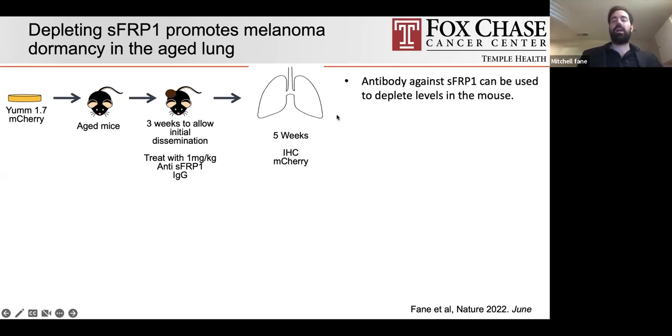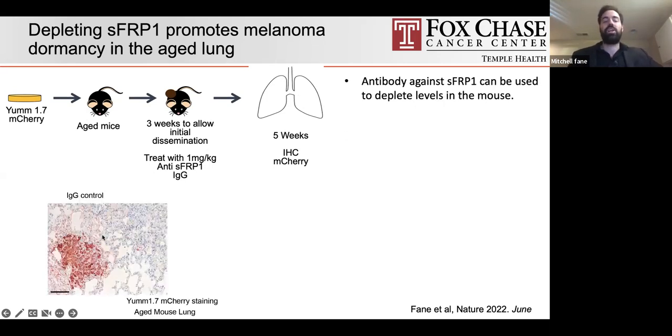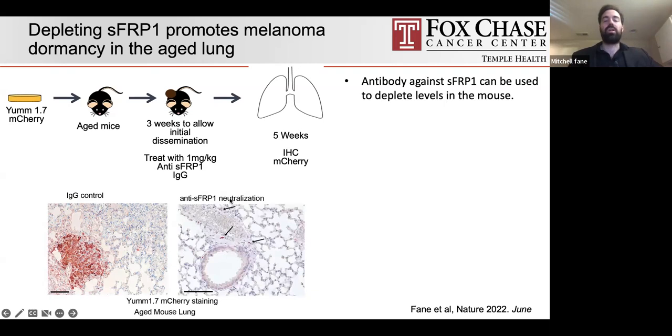And this SFRP1 antibody basically depletes levels of SFRP1 within the mouse. And what we found is that in our IgG aged control, as we usually see, we get much larger metastases forming. Whereas when we neutralize SFRP1 and deplete its levels in the mouse, we're only able to see these single cells forming in the majority of these mouse lungs now.